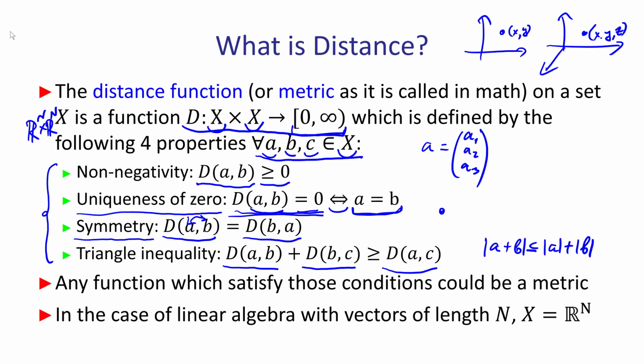So if you have point 1, point 2, and point 3, the distance from that point to that point plus the distance from that point to that point is always larger than the distance between those points. As I said before, any function which satisfies those conditions could be a metric or distance function. In the case of linear algebra, we will almost always use R to the power of n, which is n-dimensional vector of real numbers, as set X.